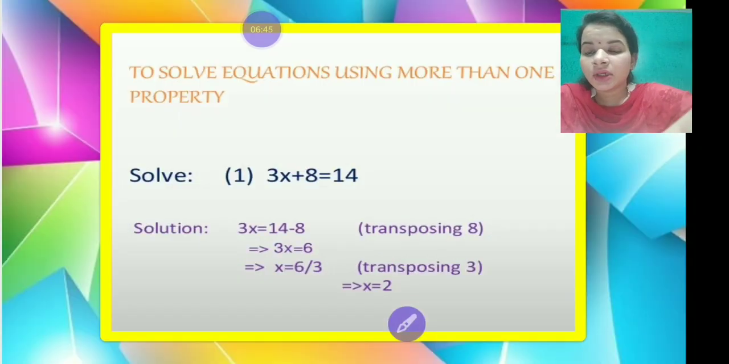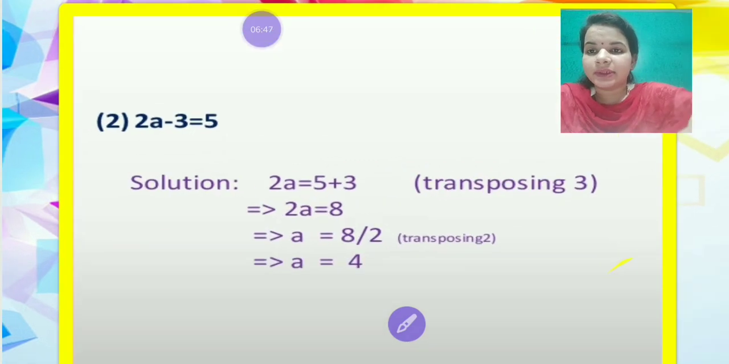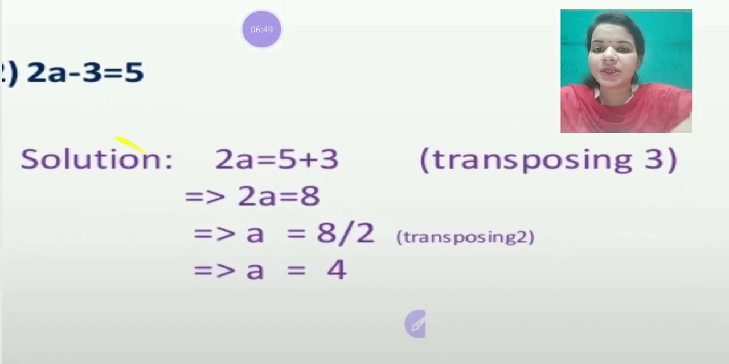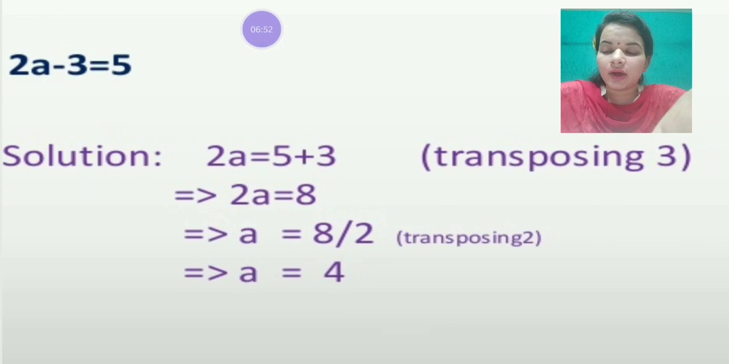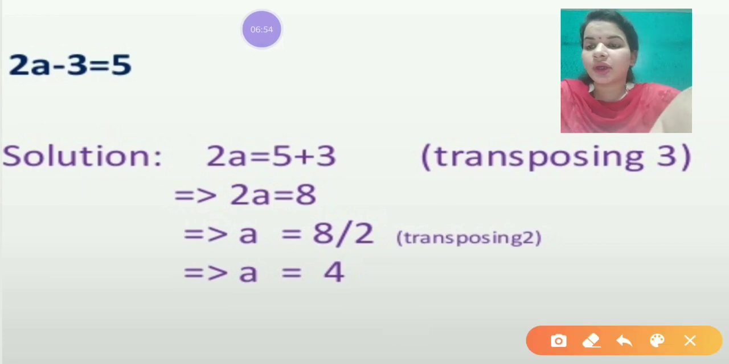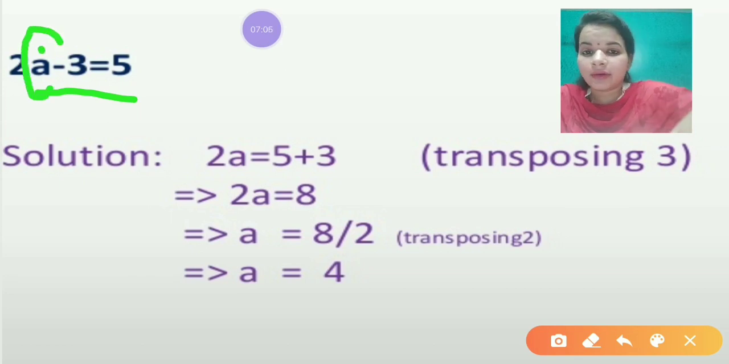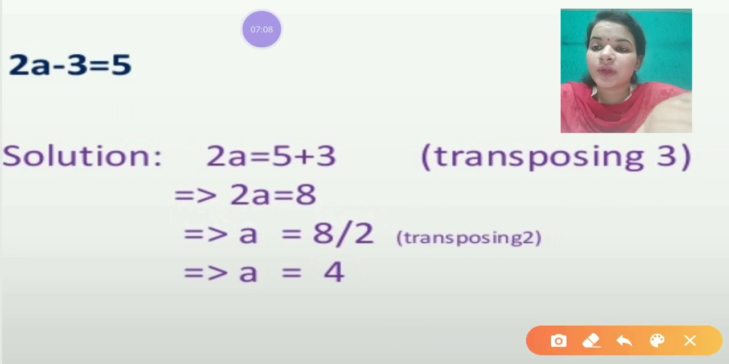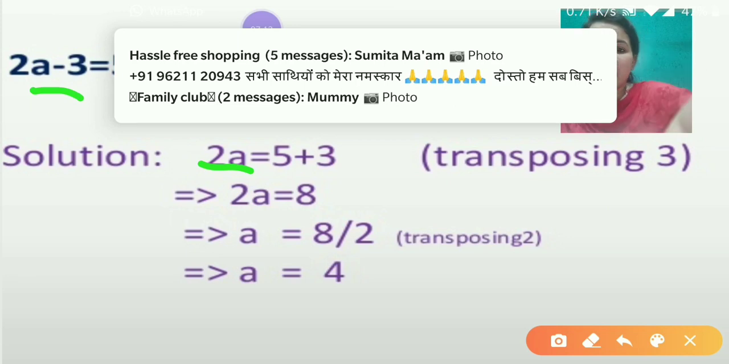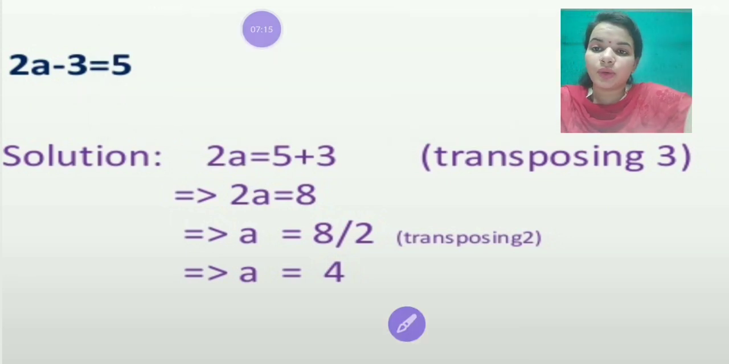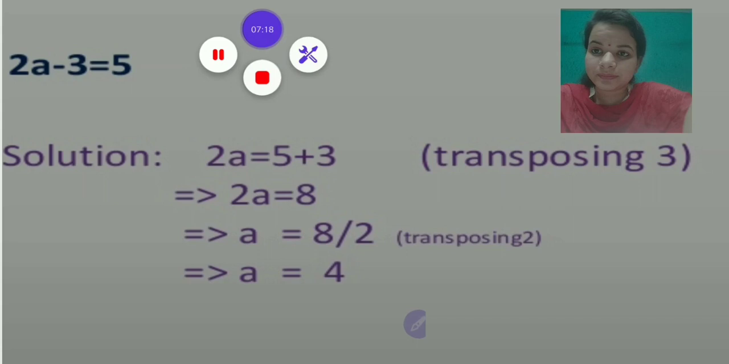Clear? Now taking one more example. Suppose the equation is 2a - 3 = 5. Now here you can see the a term is written as 2a, right? It is written with 2. So you will keep this 2a on the left hand side and all the rest of the things will go to the right hand side.